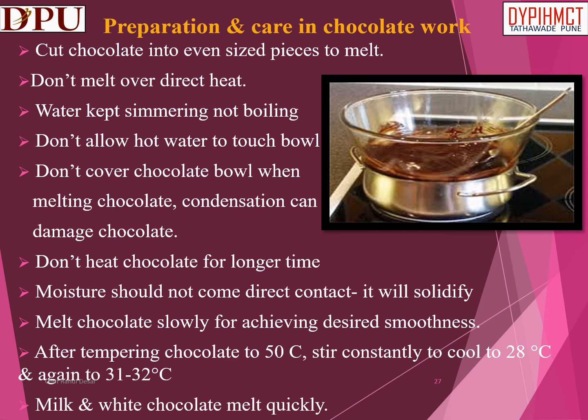Condensation can damage chocolate. Don't heat chocolate for a long time. Moisture should not come in direct contact, or it will solidify. Melt chocolate slowly to achieve the desired smoothness. After tempering chocolate to 50 C, stir constantly to cool to 28 and again to 31-32. Milk and white chocolate melt quickly.